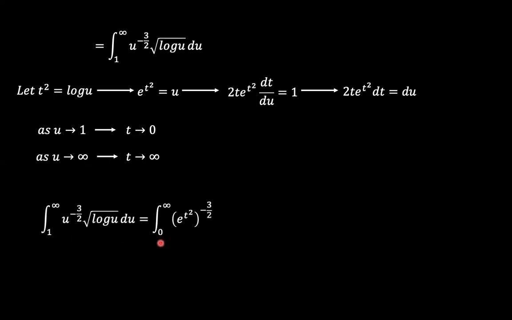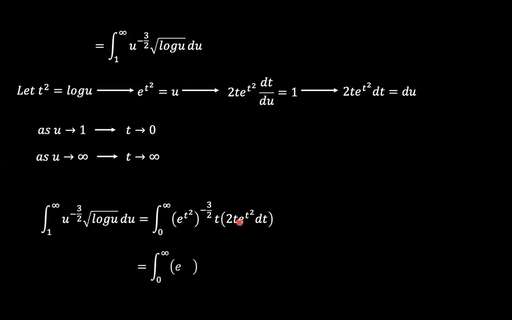the integration from t equals 0 to t equals infinity. In place of u here, we have e to the power t squared. Now we have the power negative 3 over 2 there, so we keep that there. And then the square root of log u now is the square root of t squared, which becomes t. And in place of du, we have 2t e to the power t squared dt. And that's what we've done.